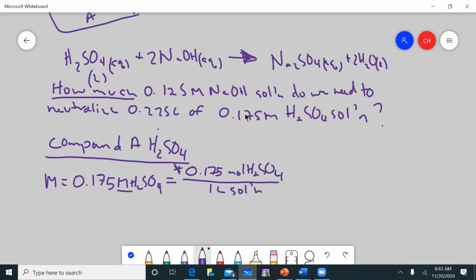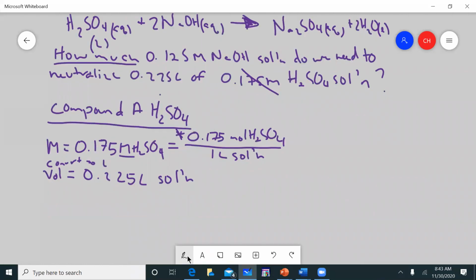What else do I know about compound A? So we've written that out. I also know its volume, right? And in this case, its volume says 0.225 liters of solution. If for some reason this was in milliliters, convert it to liters, okay? So make sure volume is converted to liters. Why? Because molarity is in moles per liter, so milliliters won't be useful here.